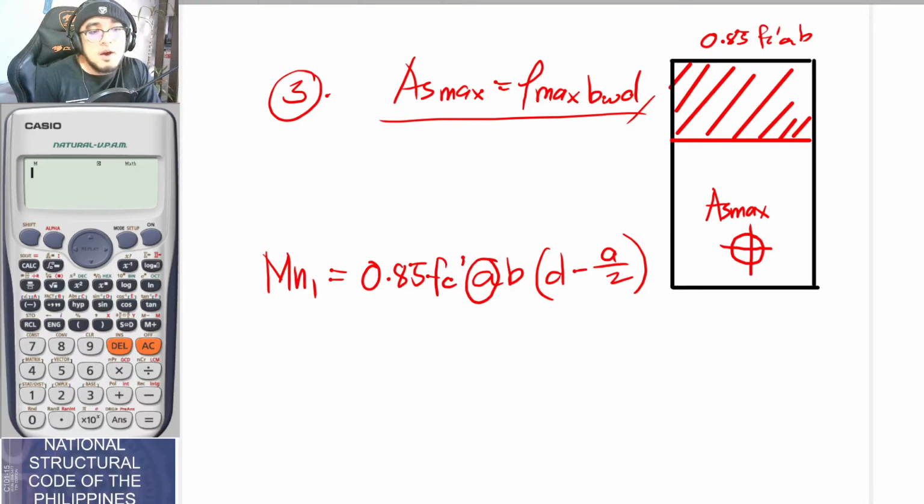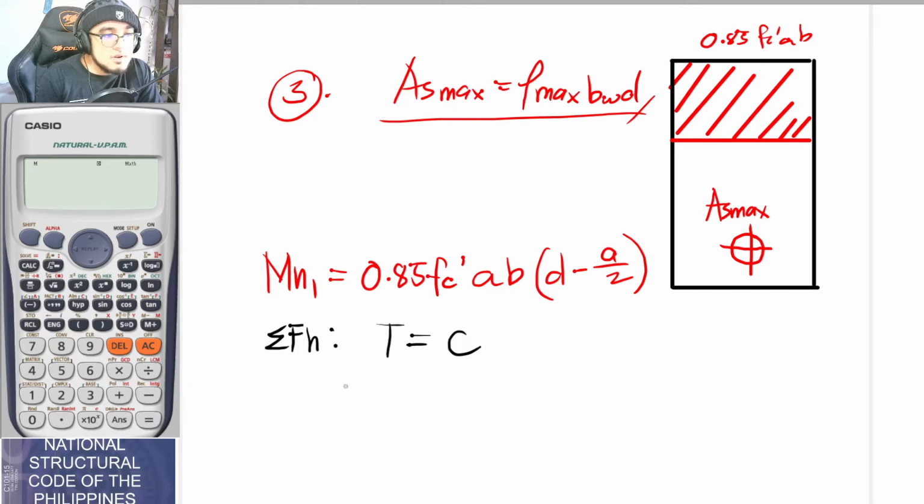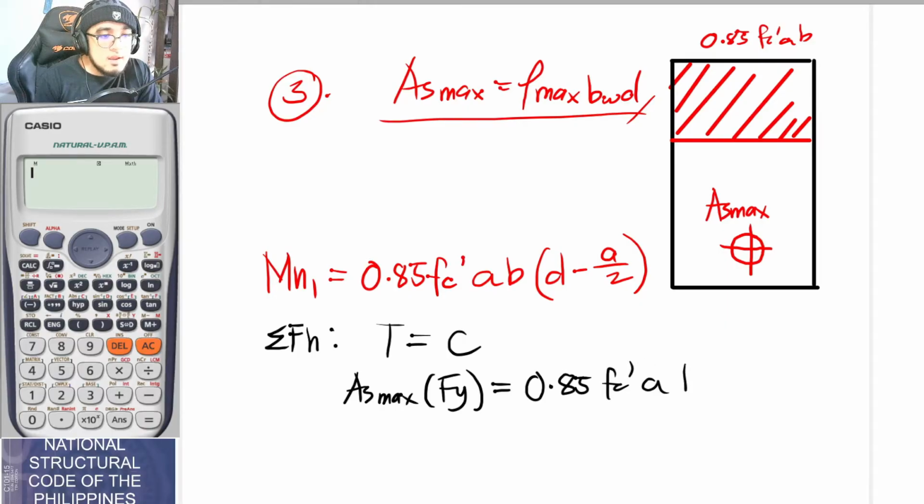So it is up to you on how you would be solving for the value for your a. You can solve for a with the summation of forces horizontal. Then with that, tension is equal to compression. So from that, As max times fy is equal to the compression, so 0.85 fc prime times a times b. So with this equation, you can solve for a. There are so many approaches as long as you arrive at the answer of a.